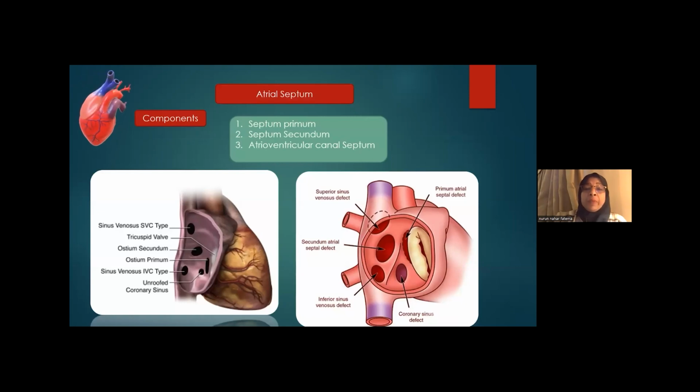Now we should know the components of the atrial septum. The atrial septum is composed of three components: septum primum, septum secundum, and atrioventricular canal septum. In this picture, this one is the atrial septal defect secundum type. Here, in the atrioventricular canal part, is the AV canal type, and this one is the sinus venosus type near the superior vena cava with the attachment of the atrial septum, and this is the inferior sinus venosus near the attachment of the inferior vena cava with the atrial septum. So these are the pictorial presentations.